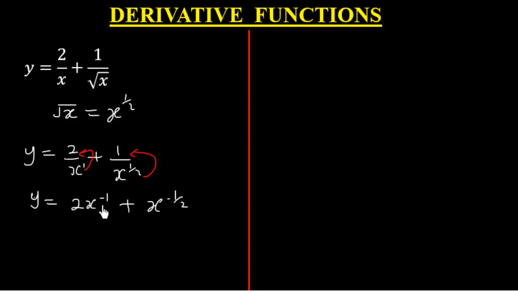Once again, to differentiate this function 2x to the power negative 1 plus x to the power negative half, we multiply the exponents by the coefficients of the variable, which is x. So we multiply the exponent, which is negative 1, by the coefficient of x. Over here it is 2. And then also this exponent, which is negative half, we multiply by the coefficient of this x. And we know that the coefficient of this x is 1.